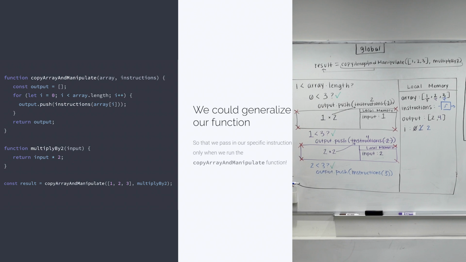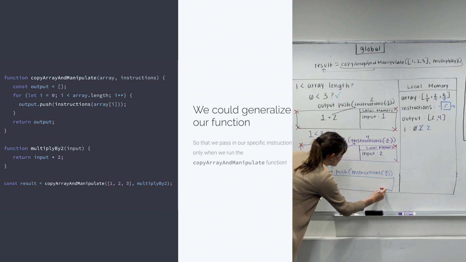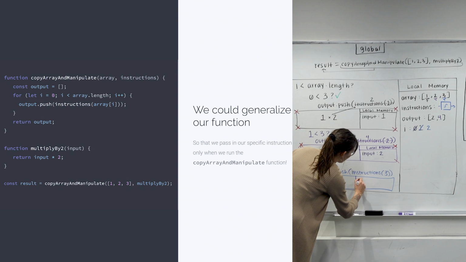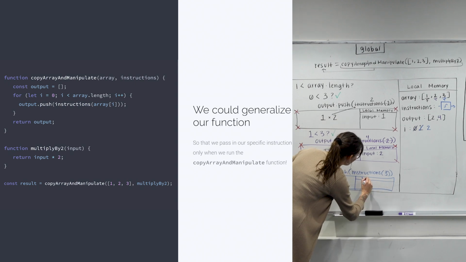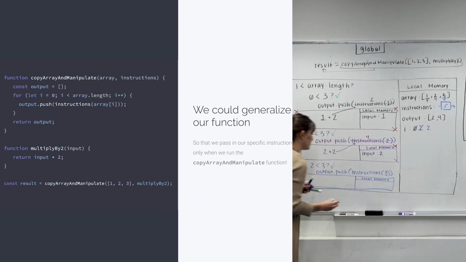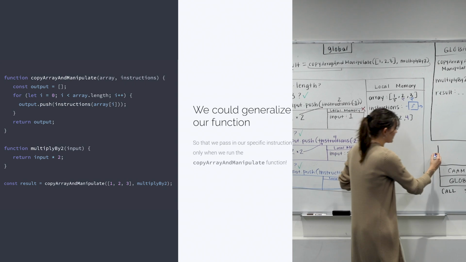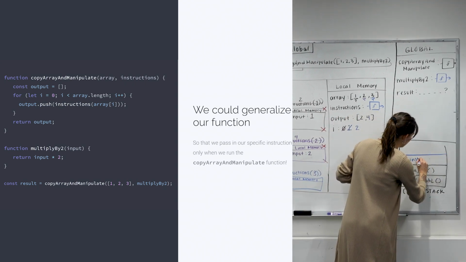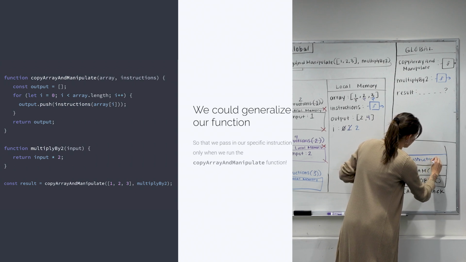What do we got to do? We're creating a new local execution context. Absolutely. So still didn't give myself enough room. I'm sorry that this is so small. Yes, we'll have a local memory. All right, and what else do we need to do? We gotta push this onto our call stack. Absolutely. So we're pushing instructions once again onto our call stack.